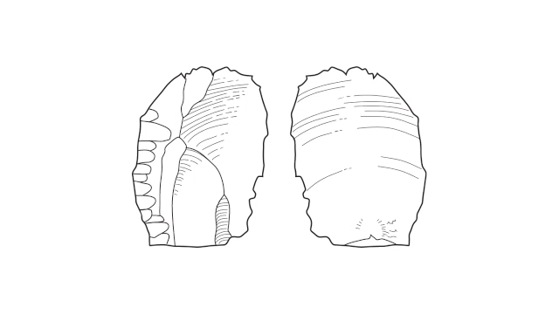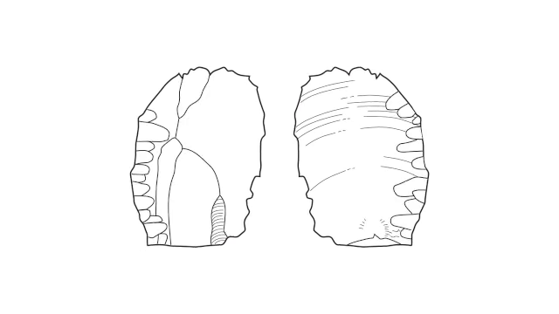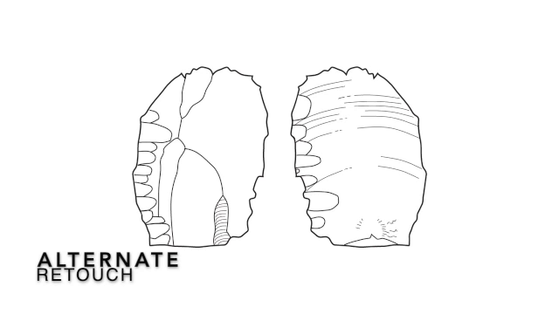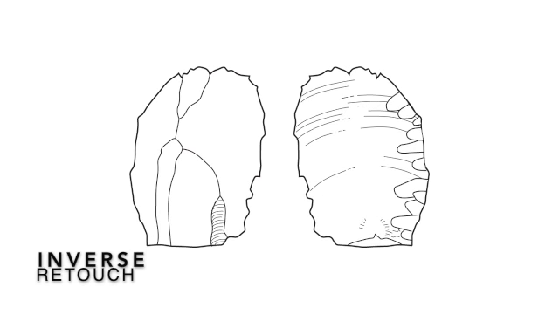We can also classify the distribution of retouch on the edges of a tool on a nominal scale. Direct retouch only occurs on the dorsal side of the flake, while bifacial retouch occurs on both sides of the same edge. Alternate retouch occurs on the dorsal side of one edge and the ventral side of the opposite edge. And inverse retouch only occurs on the ventral side.